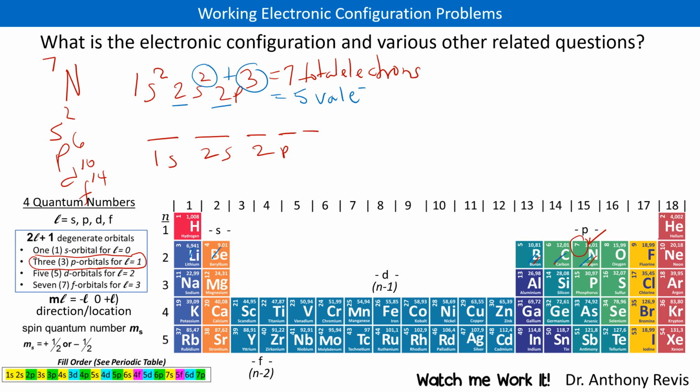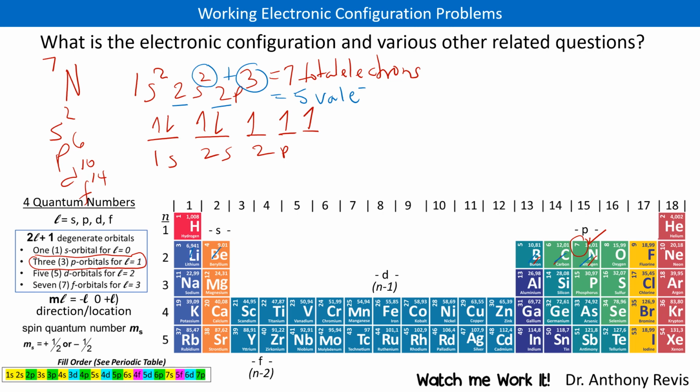Now when I populate, Pauli exclusion says I must put a spin up and spin down in the same space. But Hund's rule tells us that I must populate the degenerate levels, one each, before I pair them. In the case of S, we only have an S, so we go 1, 2. That's 2 electrons for the 2s. Now we're at P. Since P is degenerate and I have 3, I must populate each before I pair. So that would be the electronic configuration diagram.